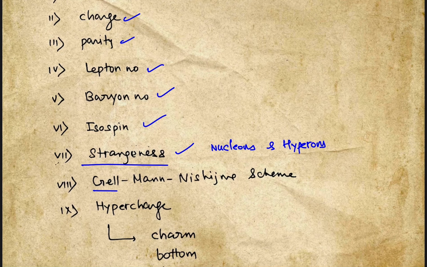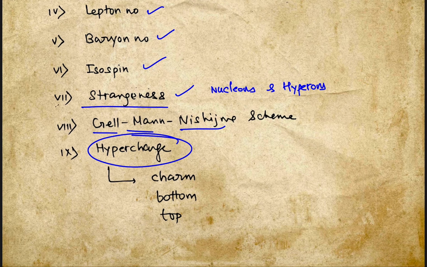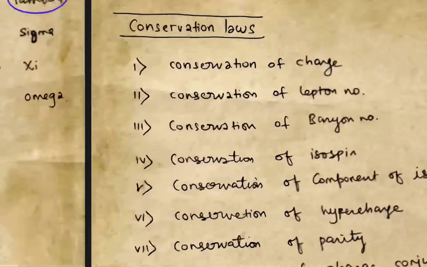And then Gell-Mann, this is my scheme, there is something like that. Then hypercharge as well, and hypercharge is then classified in the form of charm, bottom or top. So these are the broader classifications, these are the kinds of quantum numbers. What exactly they are, we will look at in some time.